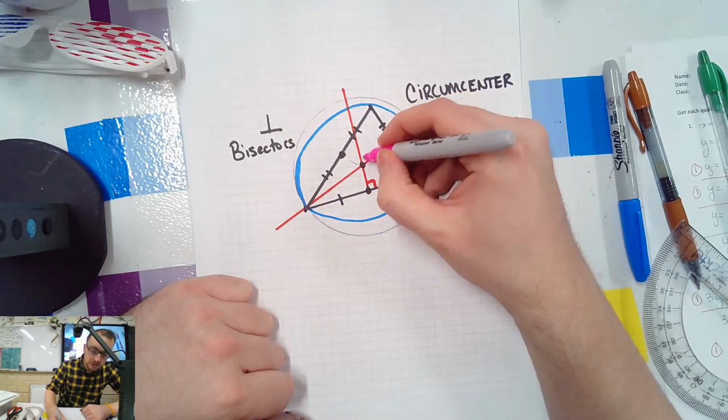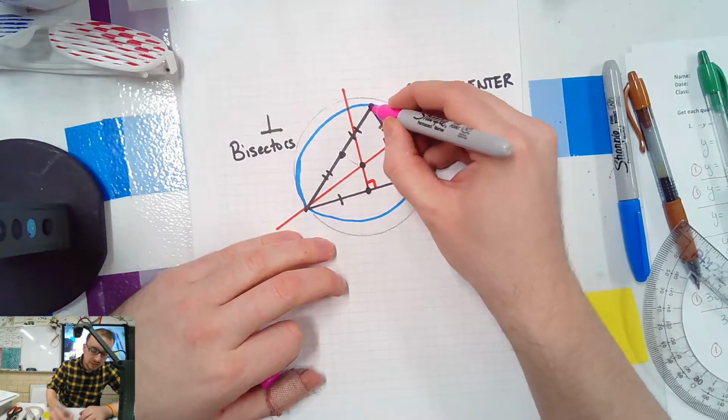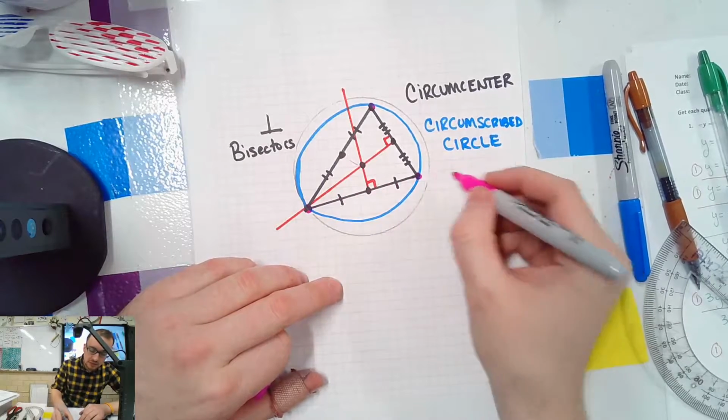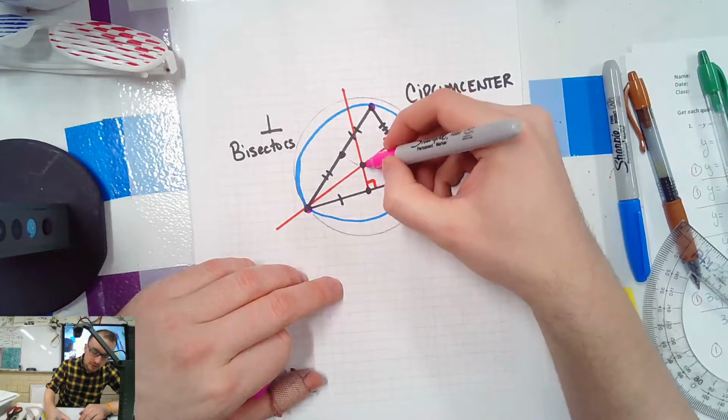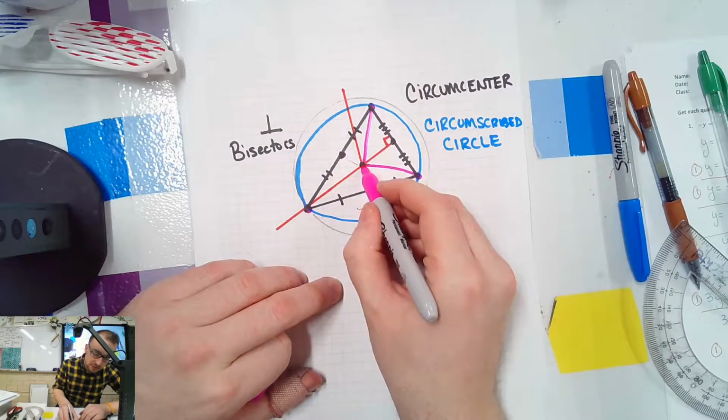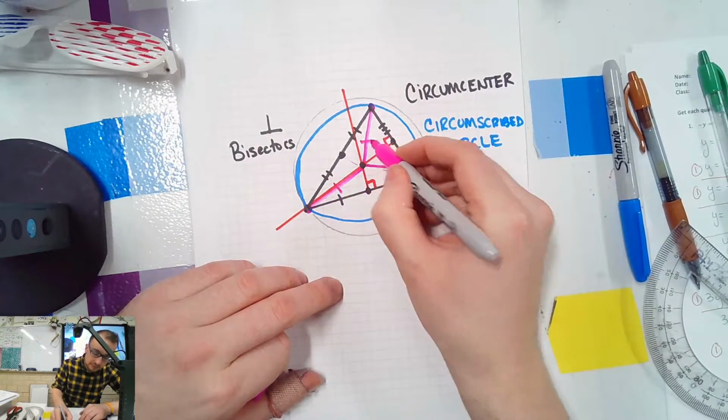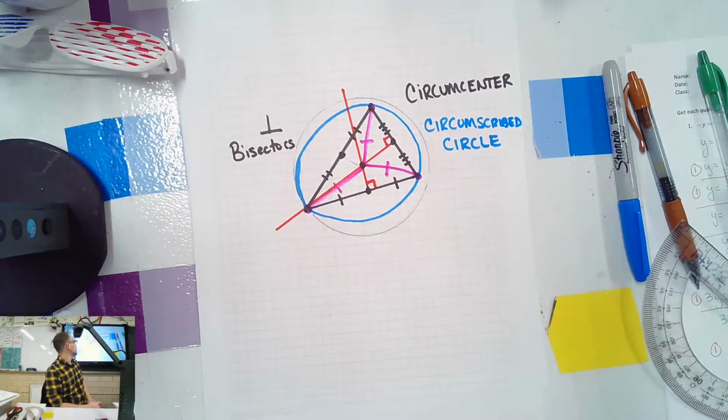But the ones that are interesting are the ones that are inside the triangle. Notice because these points are all on my circle, if I draw a line to them, those lines are all going to be the same distance because they're all radii. So they're all congruent. And that's it.